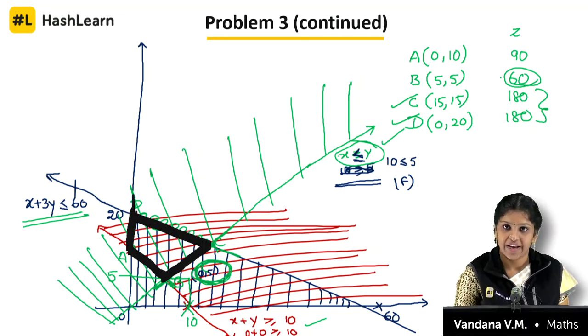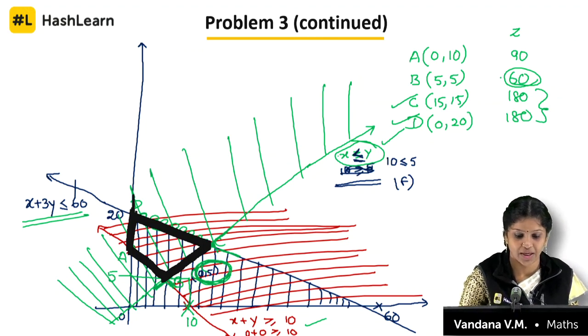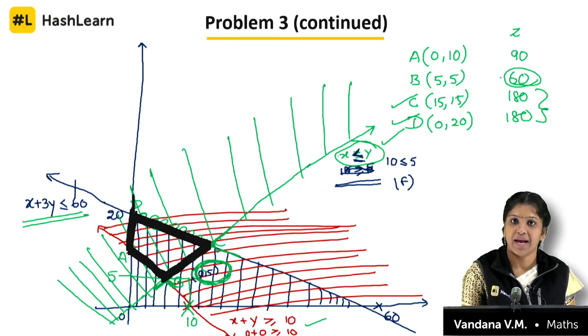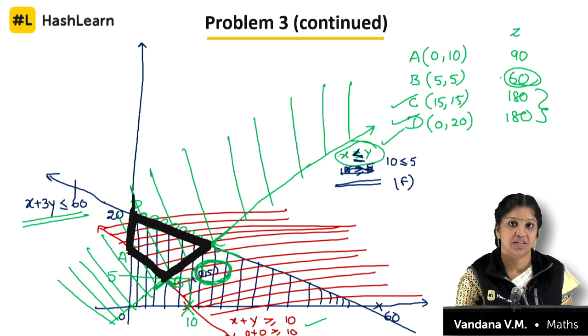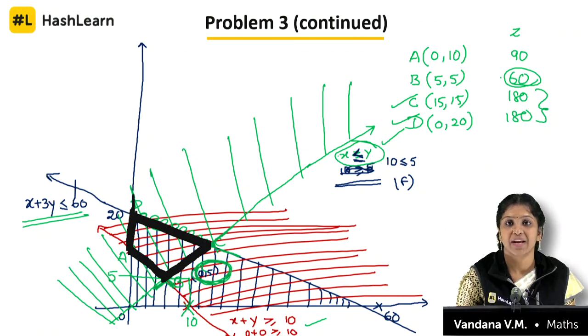Clear, children? Any doubts? Please let me know. Maximum point is 0 comma 20 and the minimum value is 5 comma 5. Yes, correct. And the line joining the points also. Sometimes they will ask this in mains, some state board exams: the line joining the points. Whatever points fall on this line between C and D will also give the maximum value. Clear?